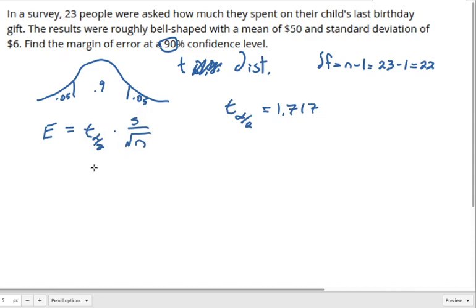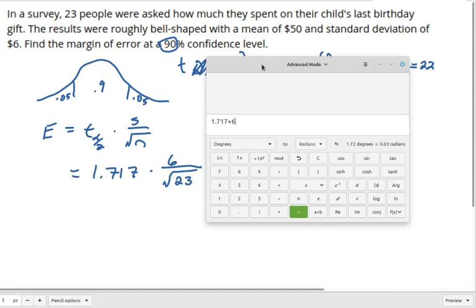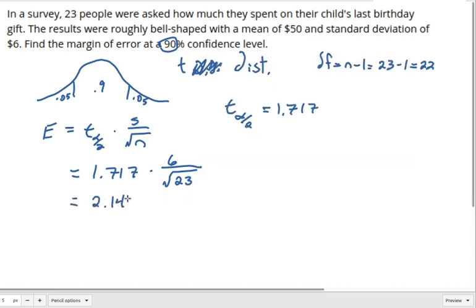And now we simply multiply this times the standard deviation, which we are told is $6, divided by the square root of our sample size. On a calculator, that gives me 1.717 times 6 divided by the square root of 23, let's call this 2.148 as my margin of error.